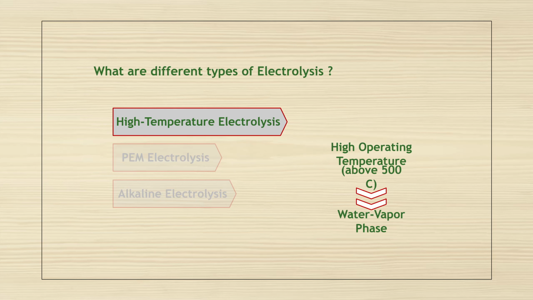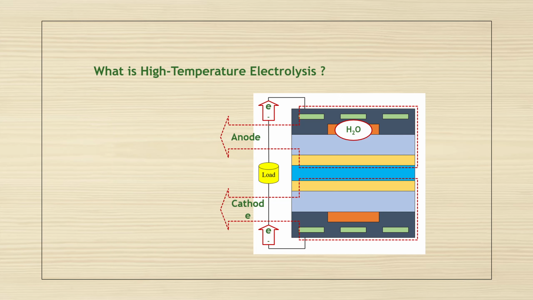In the high temperature electrolysis, power is supplied to convert water vapor into hydrogen and oxygen. In these electrolyzers, high thermodynamic efficiency can be achieved only at high operating temperatures, means more than 500 degrees centigrade. For this reason, the flow field exists only in the vapor phase. Now we describe the operating mechanism of high-temperature electrolysis.